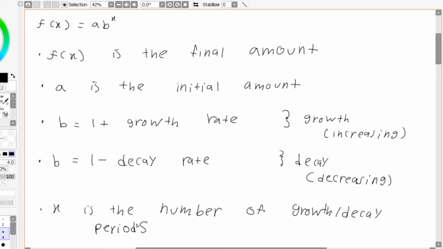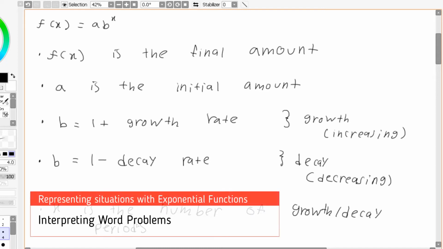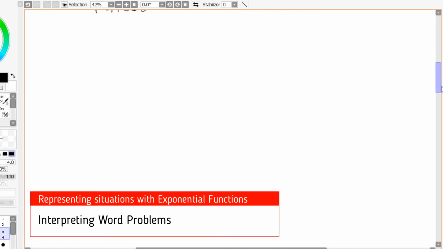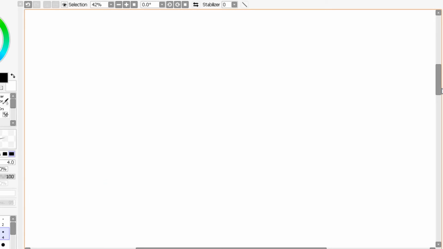Those were some explanations of what parts of the functions mean. Now, here are some tips on interpreting word problems that are useful for modeling these exponential relations. When working with a growth rate as a percent, the base is equal to adding the rate as a decimal. I'll write that down, and we can see an example of where that happens.